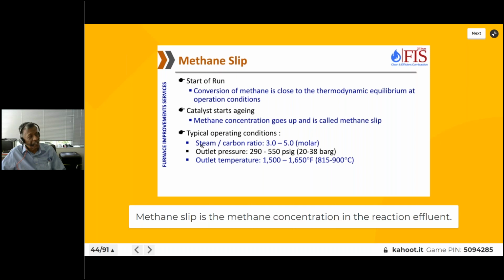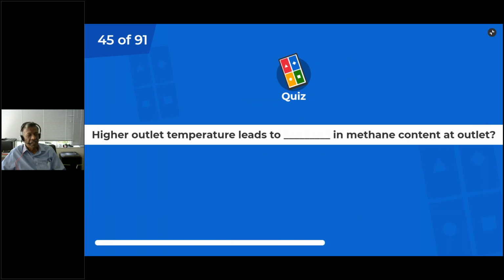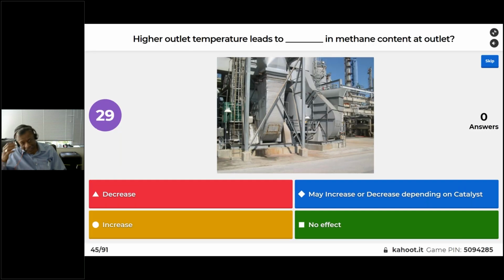Typical operating conditions: steam to carbon ratio of 3 to 5, outlet pressure of 290 to 550 psig, and outlet temperature of 1500 to 1650 degrees F. That's typically the operating conditions we have for steam reforming. So if we go for a higher outlet temperature, what will happen to the methane content?